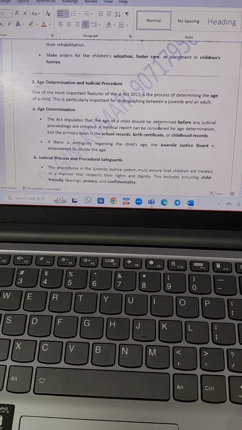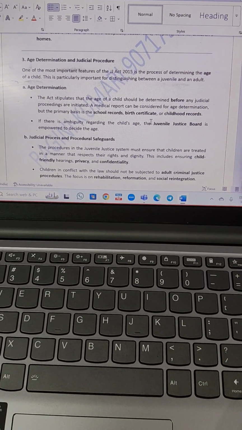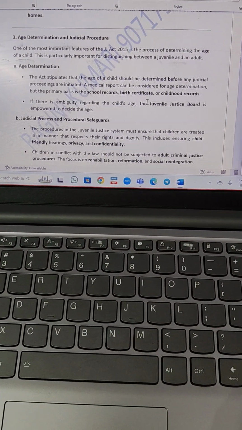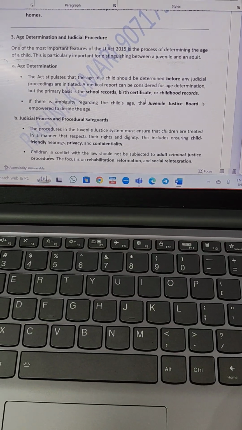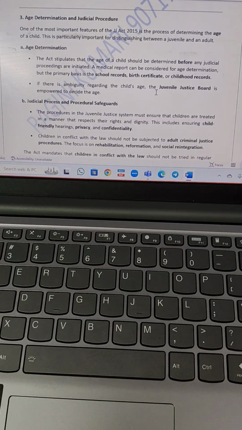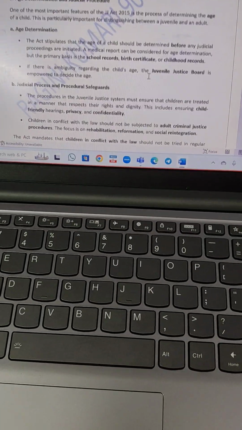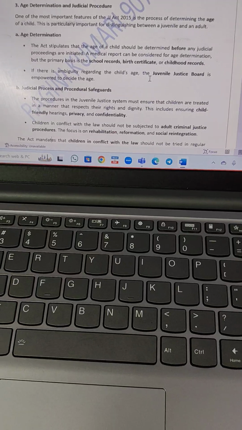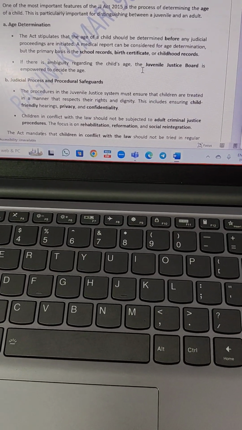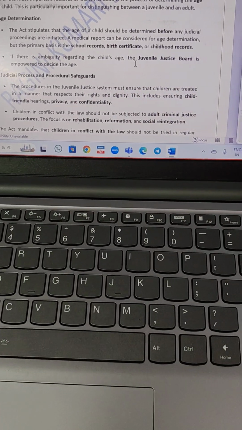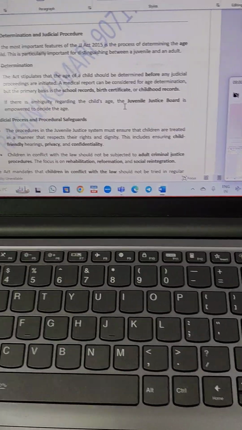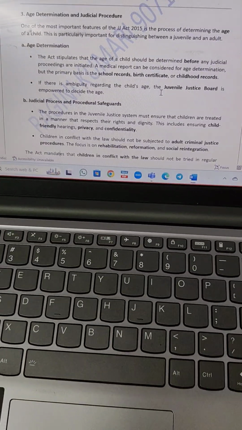Now age determination and judicial procedure. One of the important features of the JJ Act is the process of determining the age of the child. This is particularly important in distinguishing whether they are juvenile or adult. Now, age determination. The act stipulates that the age of the child should be determined before judicial proceedings are initiated. A medical report can be considered for age determination, but the primary basis, please underline, you will come across this again and again when you practice criminal law.